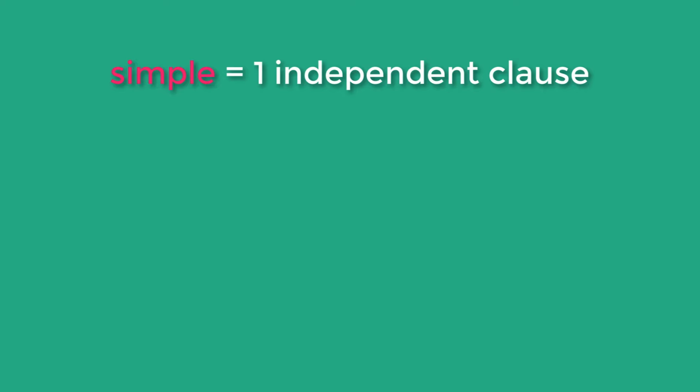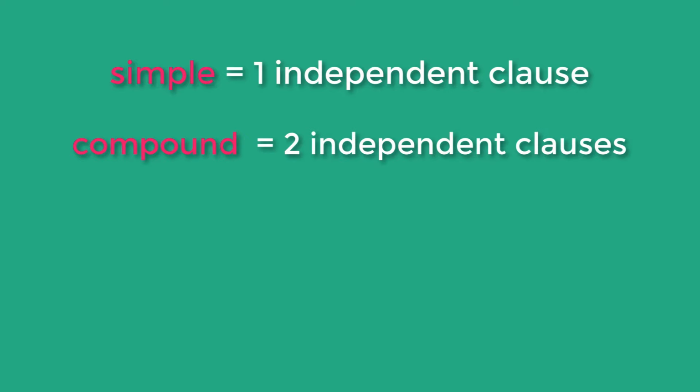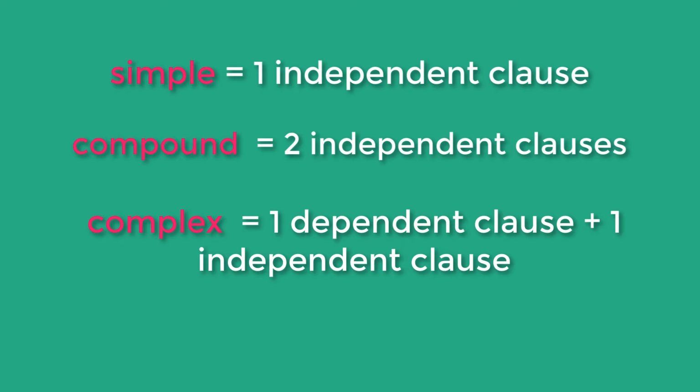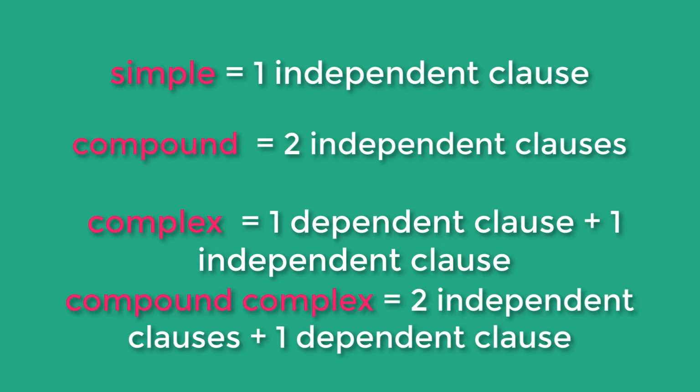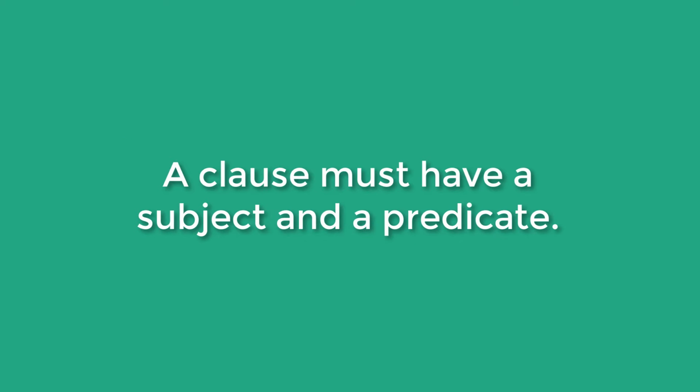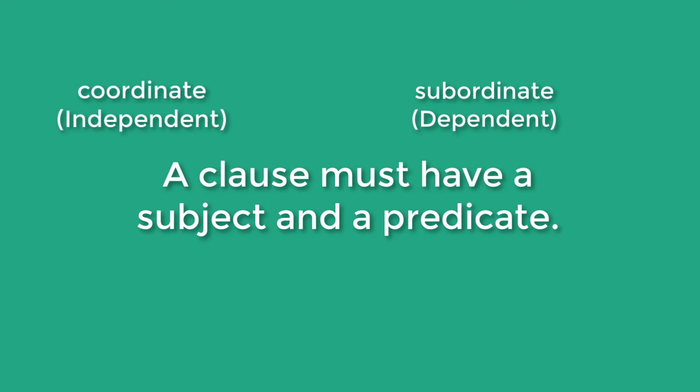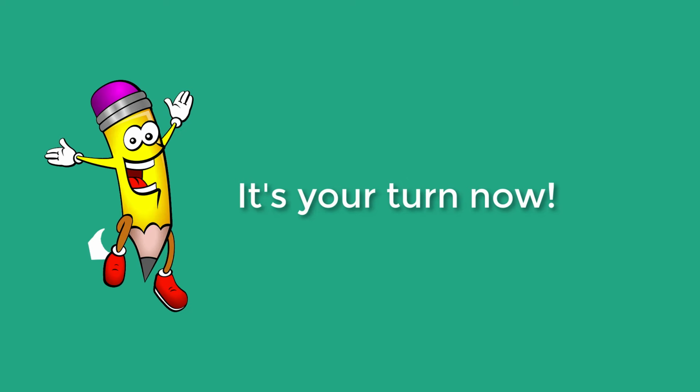To summarize, a simple sentence has one independent clause. A compound sentence is made of at least two independent clauses. A complex sentence is made of one or more dependent clauses and at least one independent clause. And a compound complex sentence is made with two or more independent clauses plus one or more dependent clauses. And remember that a clause must have a subject and a predicate, and clauses can be coordinate, meaning independent, or dependent and subordinate. And now I want you to do something.